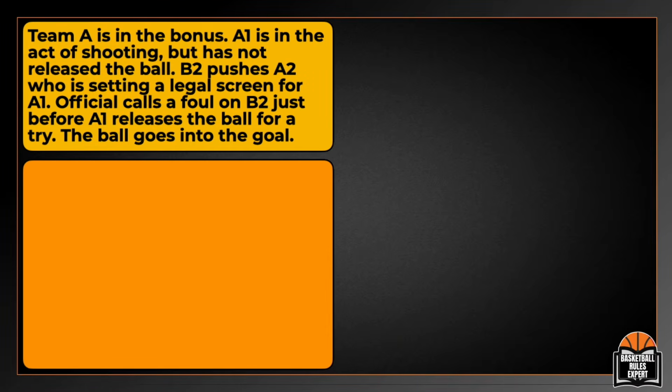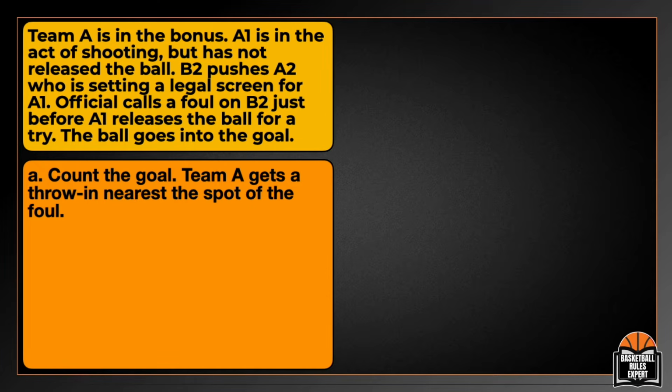Team A is in the bonus. A1 is in the act of shooting, but has not released the ball. B2 pushes A2, who is setting a legal screen for A1. The official calls a foul on B2 just before A1 releases the ball for a try, and the ball goes into the goal.